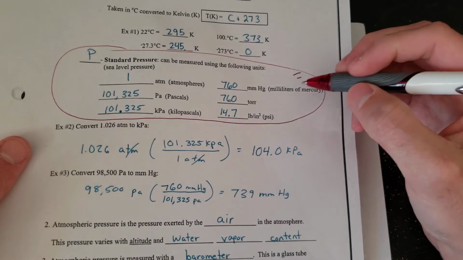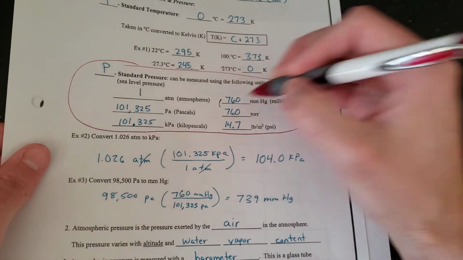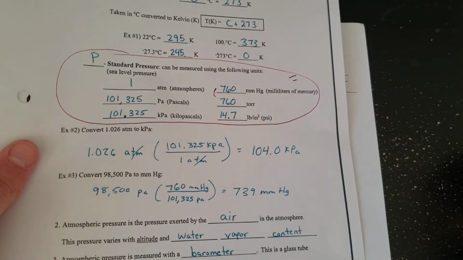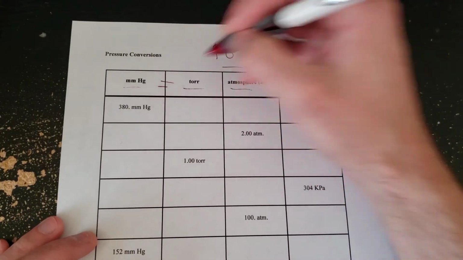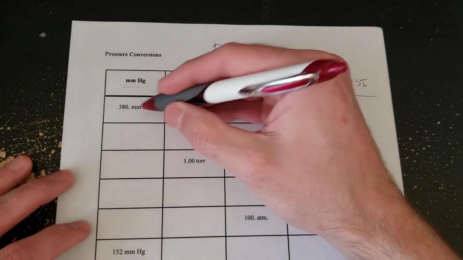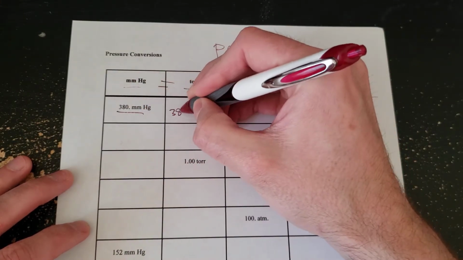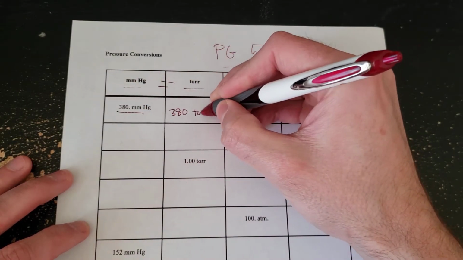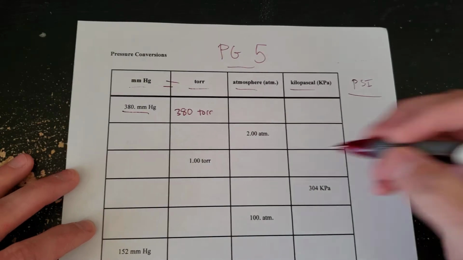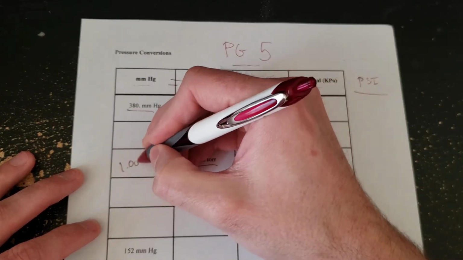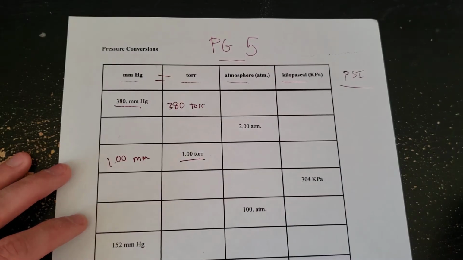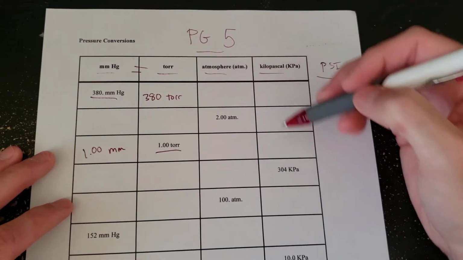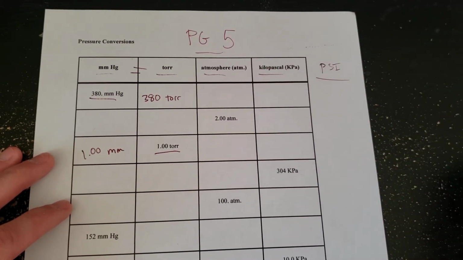So one thing that's going to stick out right away at the beginning of this is that millimeters of mercury and torr are the same. So on this chart, these first two columns are always equal. So if you know this one, you automatically know the torr value. Or if you know the torr value, you automatically know the millimeters of mercury value. So that's very straightforward. That just leaves us these next two columns to do our conversions with.